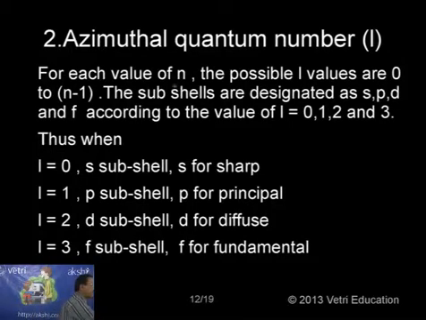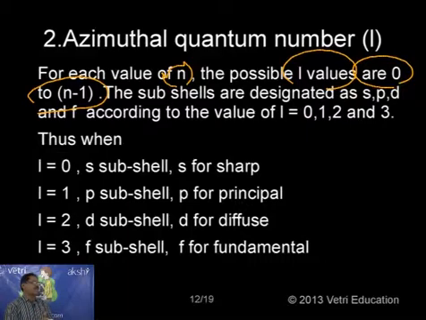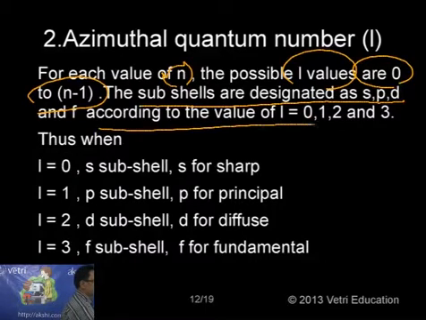For each value of n, the possible values of l are 0 to n minus 1. This is the most important information. If you know n, we can calculate l. The formula is n minus 1 values including 0. The subshells are designated as s subshell, p subshell, d subshell and f subshell according to the values of 0, 1, 2 and 3.